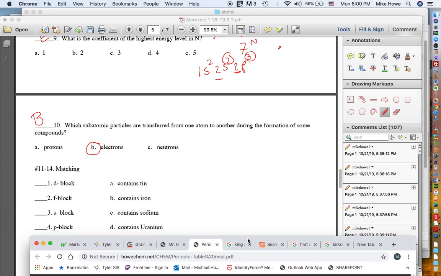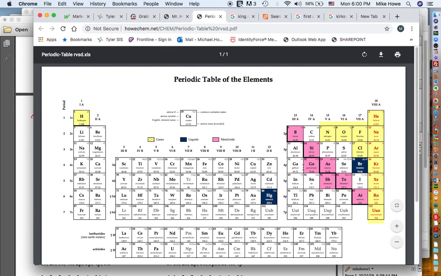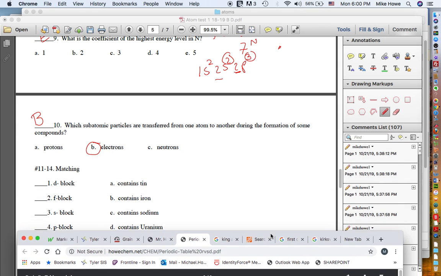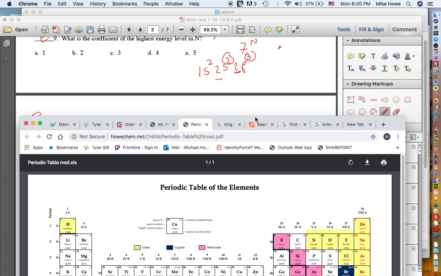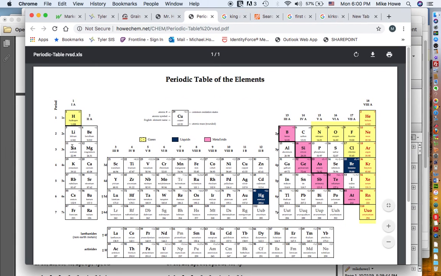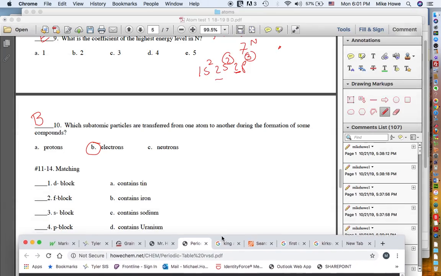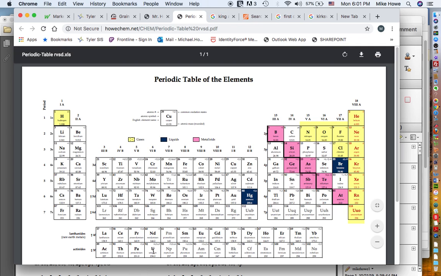So if you're looking at contains tin, you'll find tin right here. It's in the P block. And the next one is contains iron. Iron's right here. It's in the D block. And sodium is in the S block. You see it right here. And the last one is uranium, and uranium you'll find out here at the bottom in the F block.